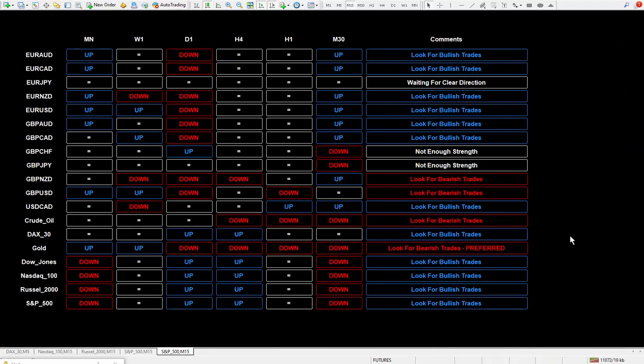Now here's my daily trade plan. It's running in real time, checking out all the time frames from the monthly right down to the 30 minutes. And then within the comments right here, it'll make a suggestion to look for bullish trades, bearish trades. Some will be preferred, and sometimes it's running a little bit flat, waiting for a clear direction or not enough strength.